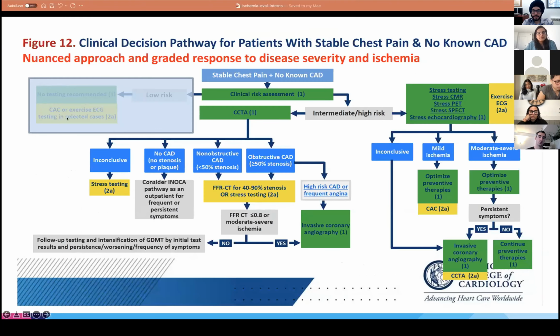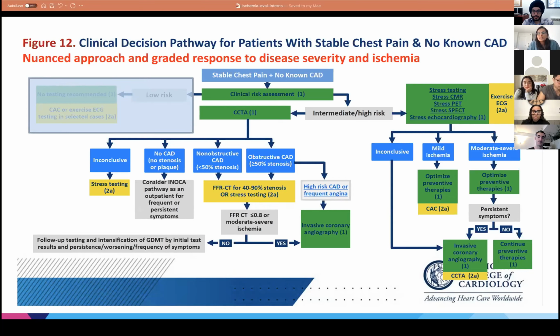So we talked about low risk, where you wouldn't do testing, or if you wanted to do it, you can consider using calcium score or exercise ECG to guide you one way versus the other. But most of the patients that you're going to see in your clinic, at least the ones that we see in cardiology clinic, are a little bit older and have some sort of a risk factor, hypertension, dyslipidemia. So they fall in the more intermediate to high risk category.